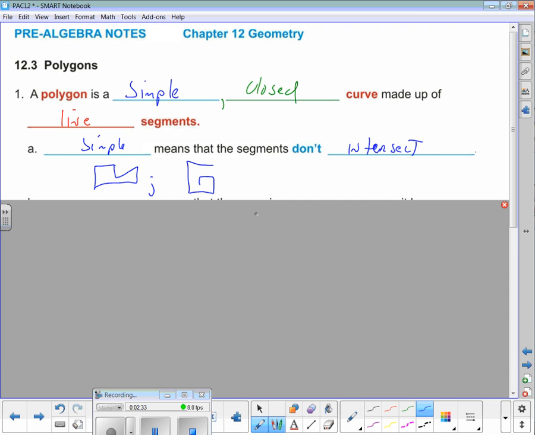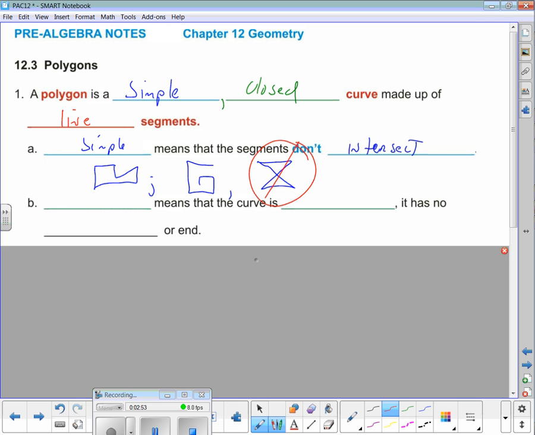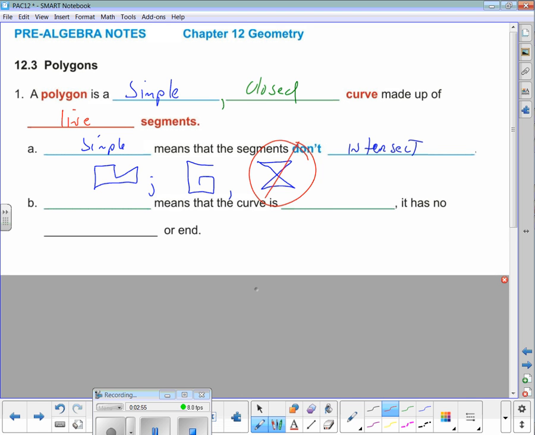Here's a knot. So I'm going to go zip, zip, zip, zip. And then I'm going to take my red and say that is not simple, right? You see how those cross? Again, anything with the appearance of crossing, it crosses. So simple, nothing intersects.